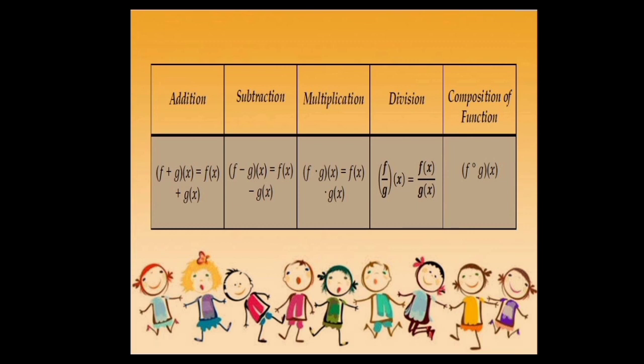Our addition has a formula of this one, (f + g)(x) = f(x) + g(x). Subtraction has a formula of this one, (f - g)(x) = f(x) - g(x). In multiplication, (f × g)(x) = f(x) × g(x). Division, (f ÷ g)(x) = f(x) ÷ g(x).